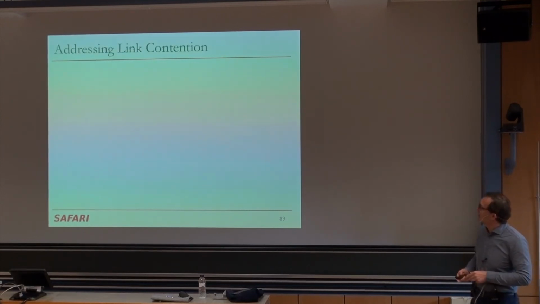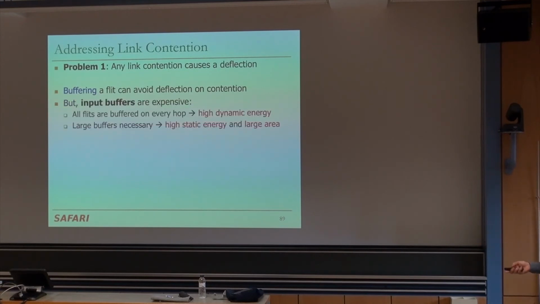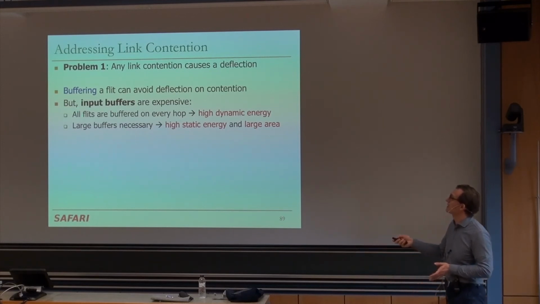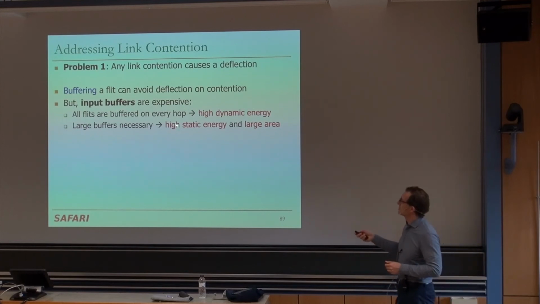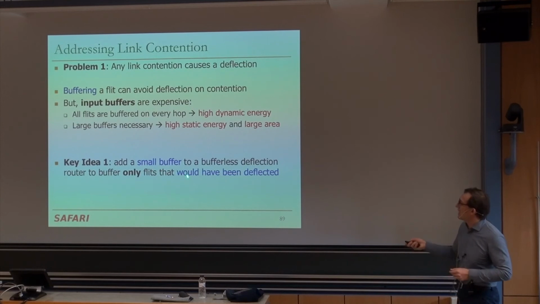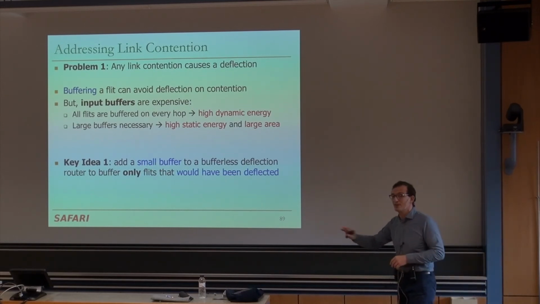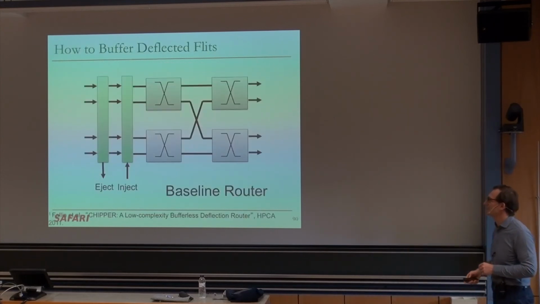Let's take a look at these over here. Link contention: buffering a flit can avoid deflection on contention, but input buffers are expensive. We don't want to go into input buffers. Basically, we don't want to buffer all flits on every hop. That's a lot of energy. And large buffers are unnecessary because they cause high static energy and large area. So the key idea is to add a small buffer to a bufferless deflection router to buffer only flits that would have been deflected, and then make them be part of arbitration in the next cycle.